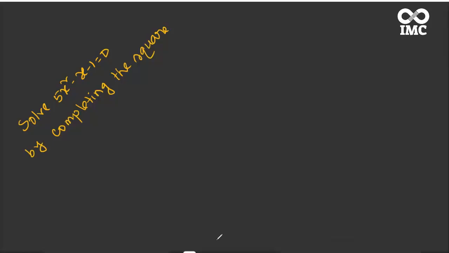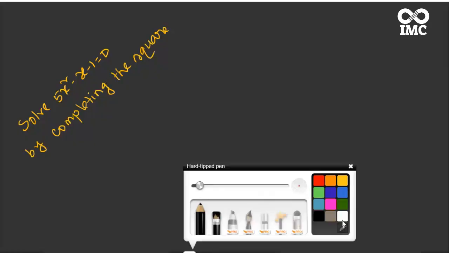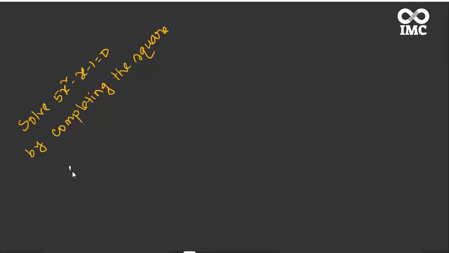So here the question says solve 5x² minus x minus 1 equal to 0 by completing the square. So here how can you solve it? Look, 5x² minus x minus 1 equal to 0. By completing the square means we need to use this idea.